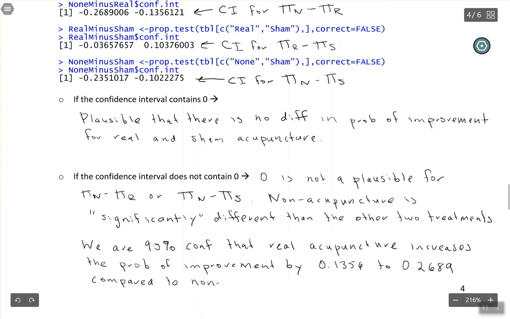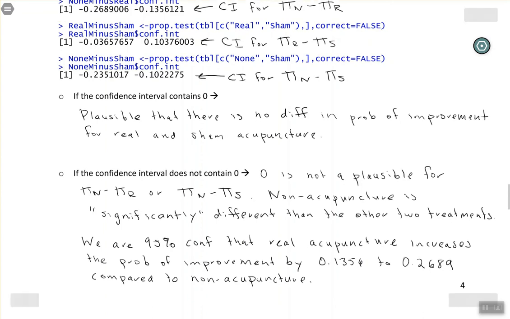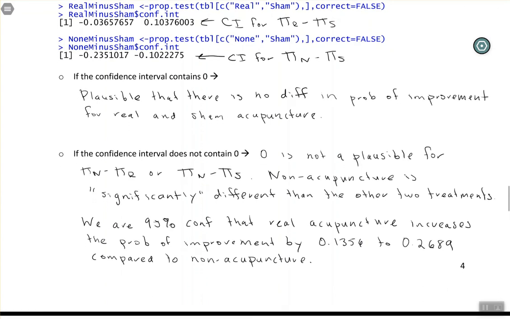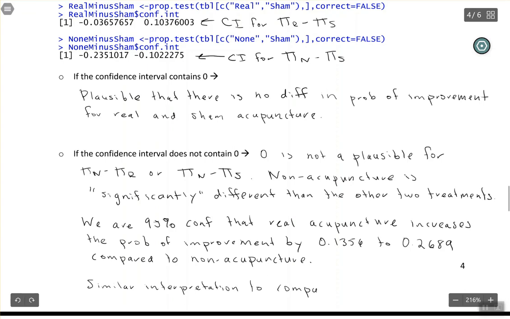Obviously this isn't the only comparison that we could make, so we want to make sure we're explicit about that. This is telling us how much we expect the probability of improvement to increase. I'm running out of space, but I think it's pretty clear that we could do a similar interpretation to compare sham and non, using that same format as before. So this follow-up gives us much more specific information about which treatments are different and how different they are.